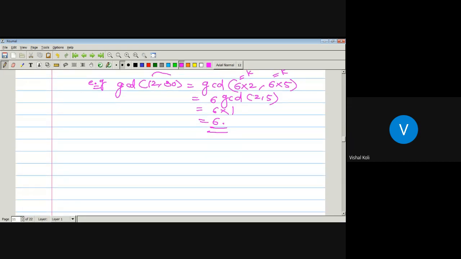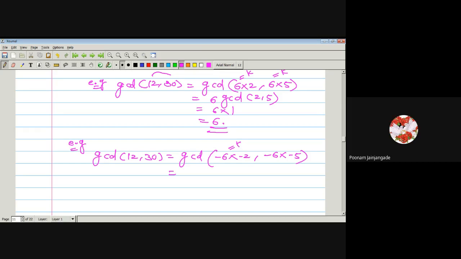If suppose k is less than 0, for the same example, GCD of 12 and 30, we can express this as GCD of minus 6 into minus 2 comma minus 6 into minus 5. So what is the value of k here? Minus 6. So k is minus 6. Minus 6 into GCD of minus 2 comma minus 5. What is the GCD of minus 2 comma minus 5? 1, since we know that GCD of a b is nothing but the GCD of minus a comma minus b. Minus 6 into 1, which is equal to minus 6. Whether these are equal?